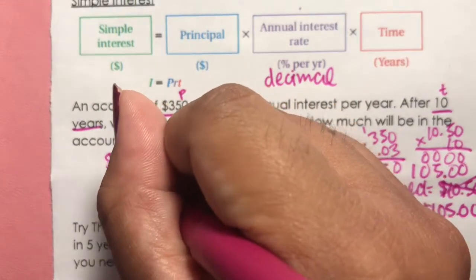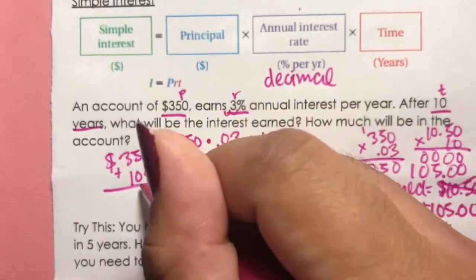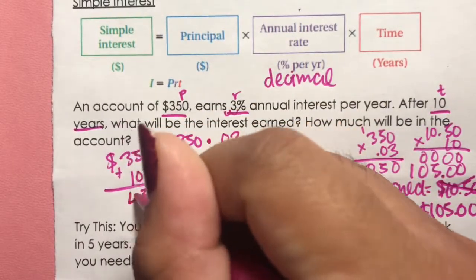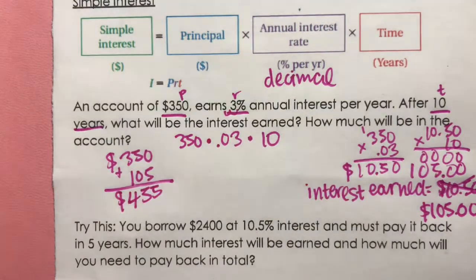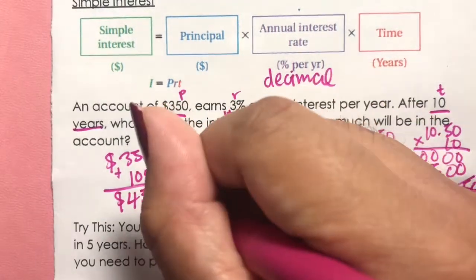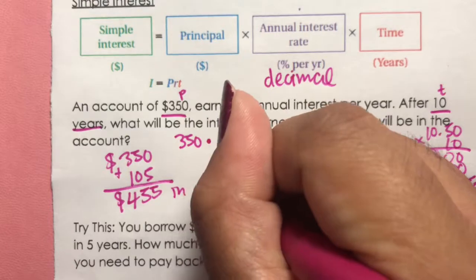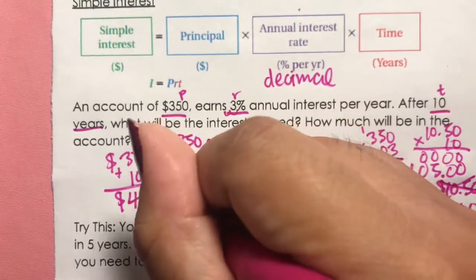5 plus 0 is 5. 5 plus 0 again is 5. And 3 plus 1 is 4. So 455. That's the amount you'll have in the account with interest after 10 years.